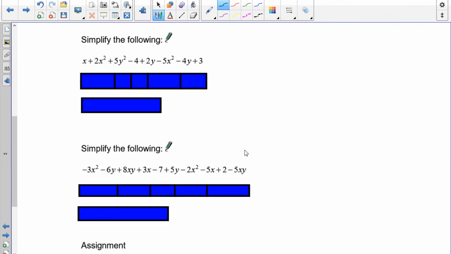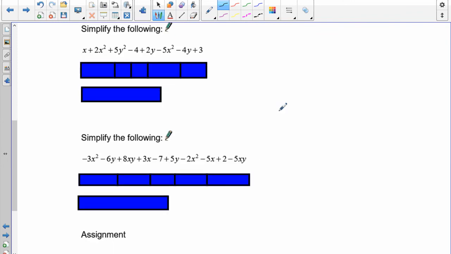Well, I want you to try this one here. x plus 2x squared plus 5y squared minus 4 plus 2y minus 5x squared minus 4y plus 3. Pause the recording and try this question right here.